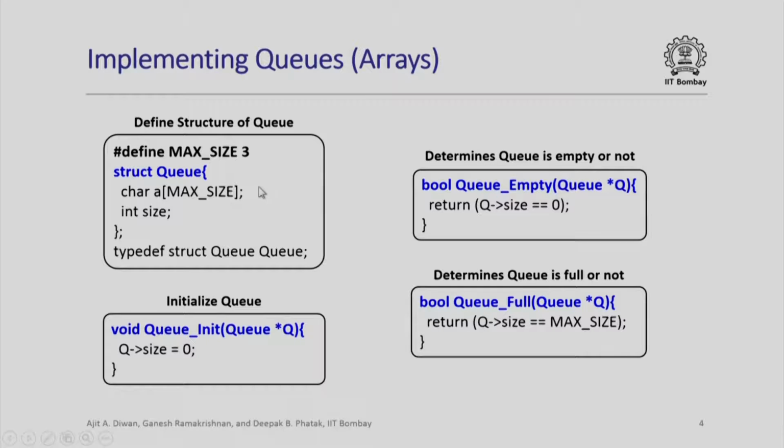The structure definition, which we have already seen, this defines the queue. The initialization of queue is very simple. I set the queue size to 0. Now comes the two status reporting functions, whether the queue is empty or whether the queue is full. Again, very simple. I just check the size. If it is 0, it is empty. If it is already equal to max size, it is full.